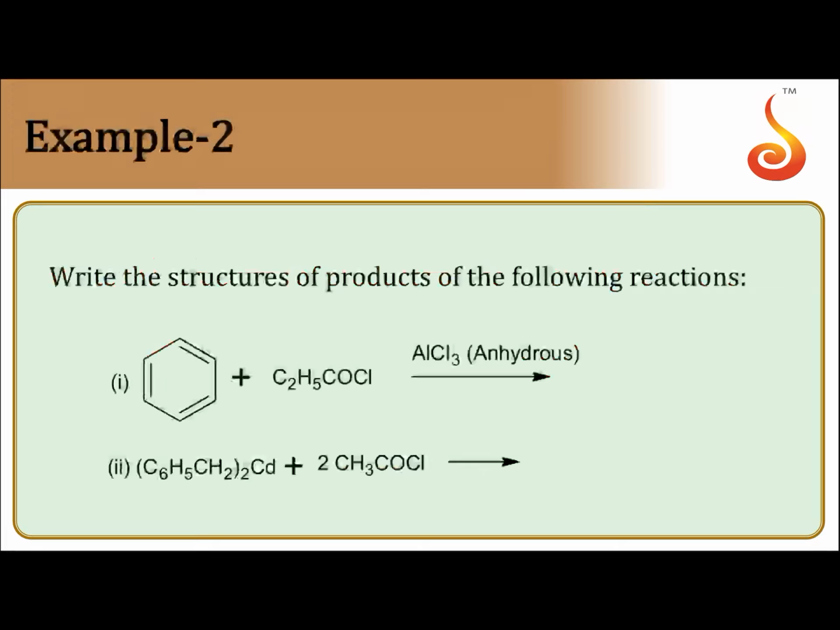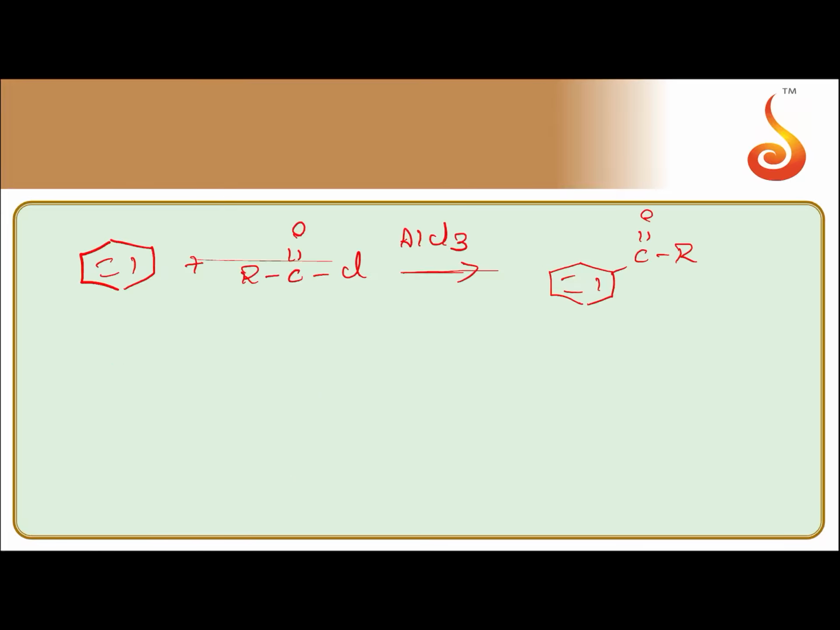Now let us go back to this equation. Benzene is treated with C2H5COCl. So what will be substituted on the benzene ring? C6H5 C double bond O C2H5. This is the product obtained. What is the first reaction? Friedel-Crafts acylation.